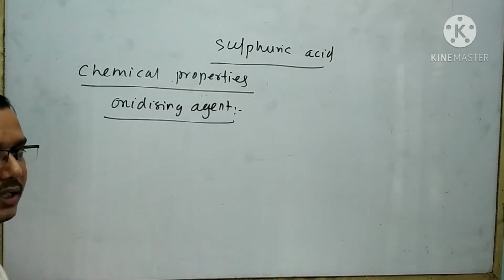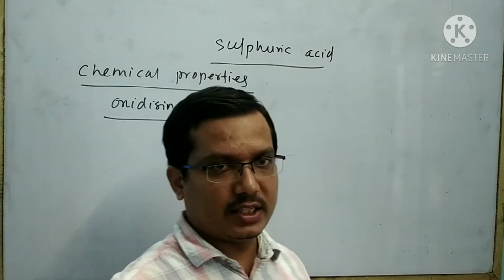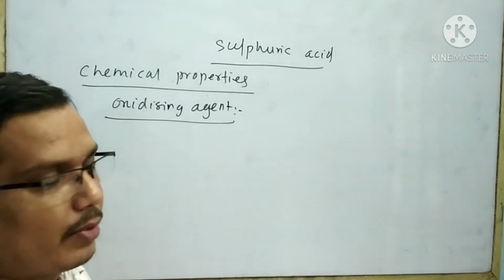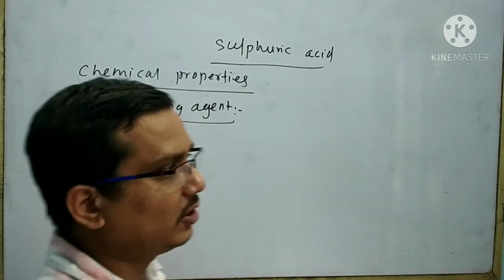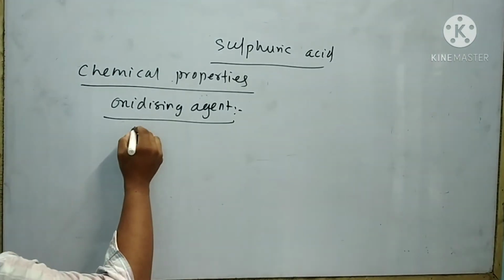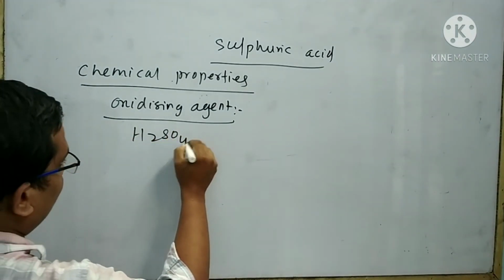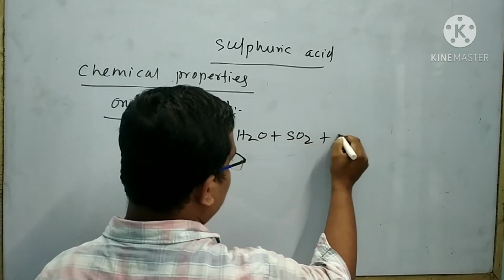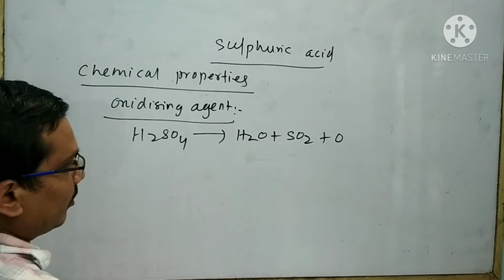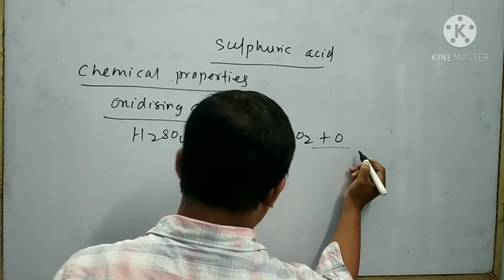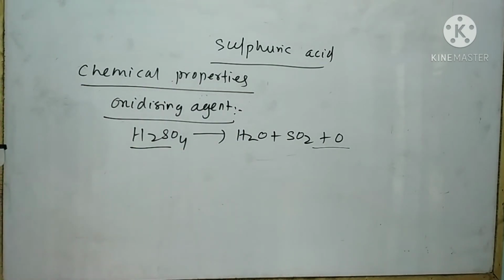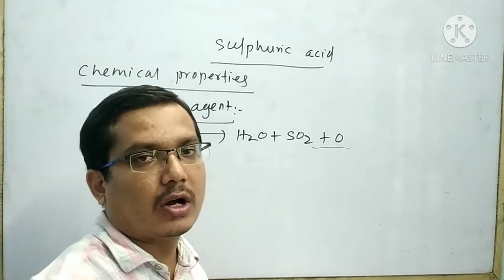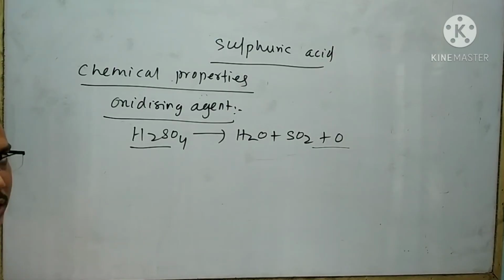Sulfuric acid is a good oxidizing agent due to formation of the nascent oxygen. I can write the reaction like this: H2SO4 gives H2O plus SO2 plus nascent oxygen. Due to formation of this nascent oxygen, sulfuric acid acts as a strong oxidizing agent.